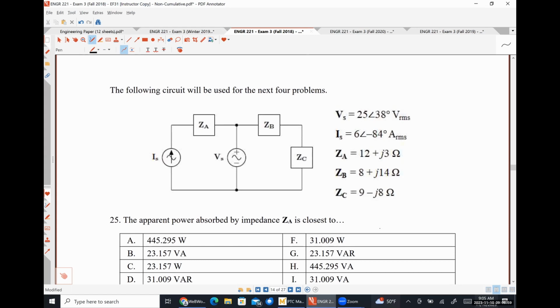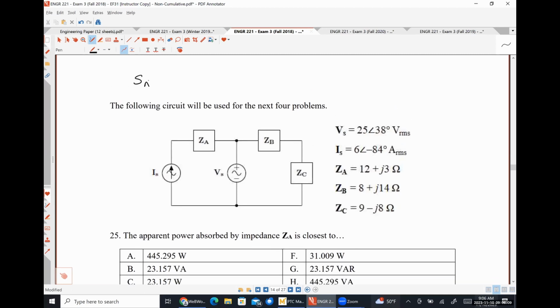All right, so the complex power absorbed by element A is going to be the magnitude of IS squared times ZA, which would be the magnitude of SA angle theta. SA. We want apparent power, so it's just that.